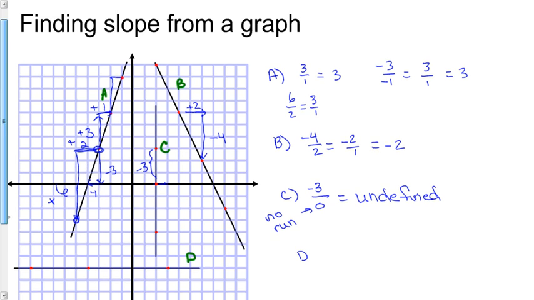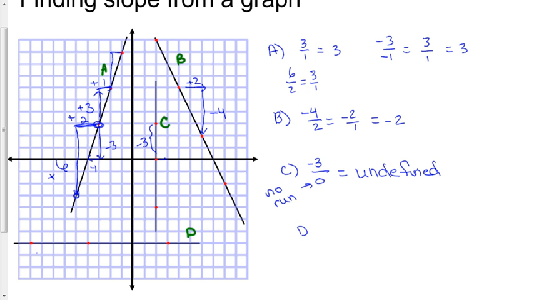Horizontal line, on the other hand, when I try to measure its slope, I've got run. Right here I have a run of 1, 2, 3, 4, 5. I've got a run of 5, but I have no rise. I don't go up or down at all. And so when I calculate this one, I get 0 over 5. This one has no rise. And so this division says how many 5s does it take to get 0? And that's 0. And so the slope of this line is 0.